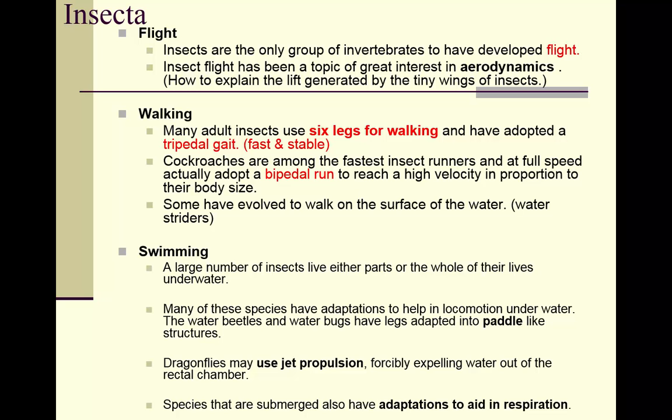And then some of them that are going to be underwater have special adaptations to help them with respiration.